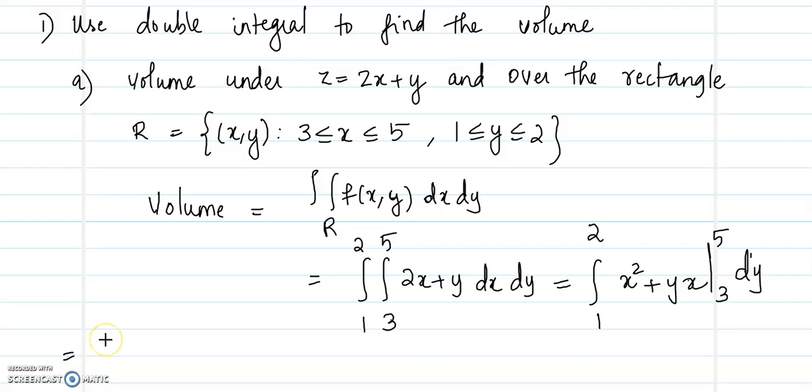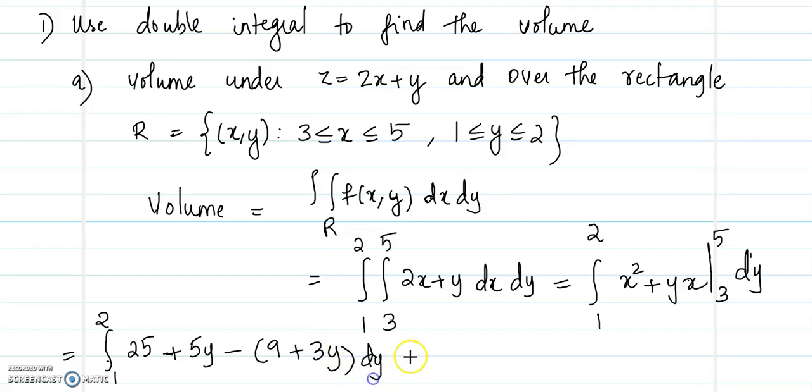So that will be equal to integral 1 to 2. So we have to substitute the value for x. So 5 square, that will be 25 plus 5y, minus, then we have 3 square which is 9 plus 3y, dy. So that will be equal to integral 1 to 2. So 25 minus 9, we will have 16. Then 5y minus 3y, which will be plus 2y, dy.